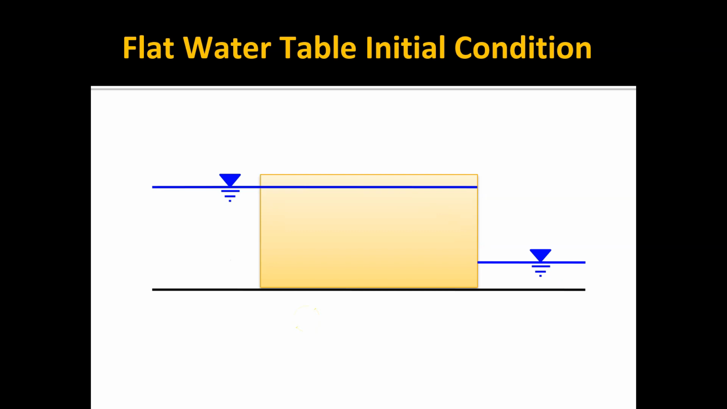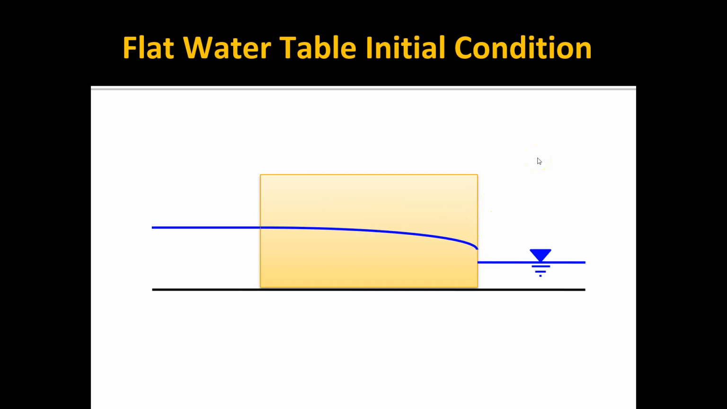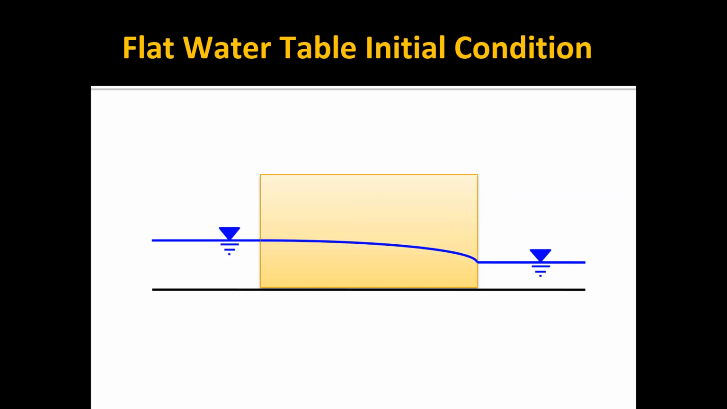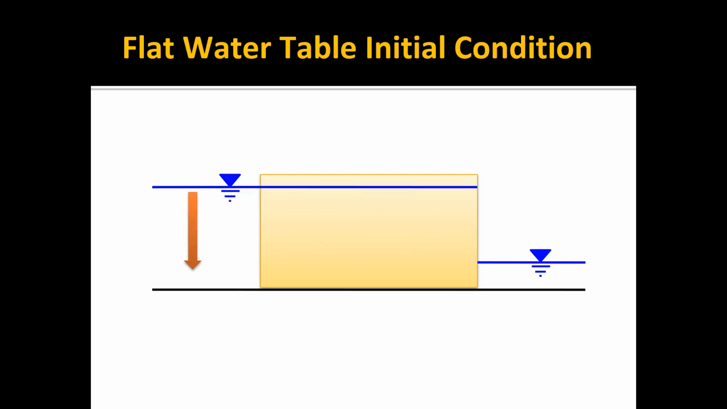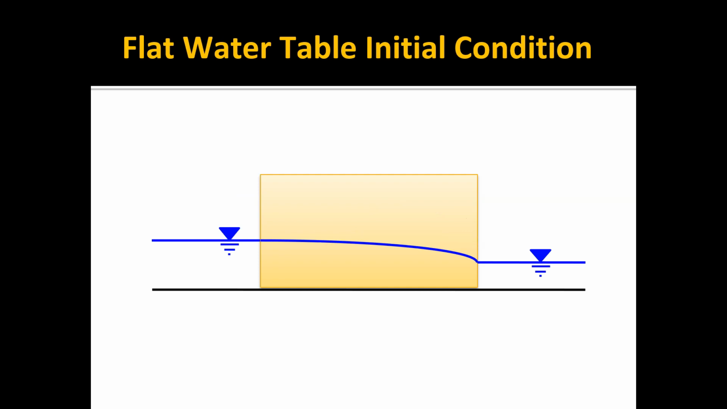So if we use an arbitrary flat water table initial condition, what happens is, as the solution progresses over time, it matches the boundary on the left, but over on the right, it should be down here, but it's dropping over time, and it eventually gets to this point. So let me play that back. So this is where we start, and it goes down.